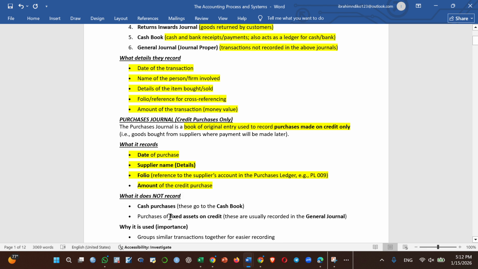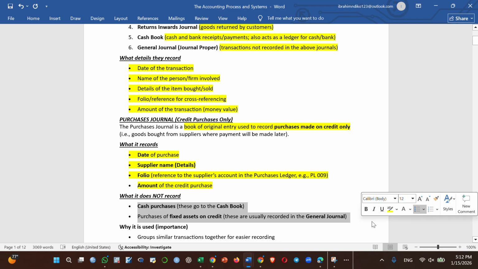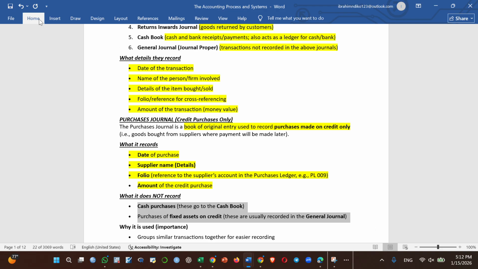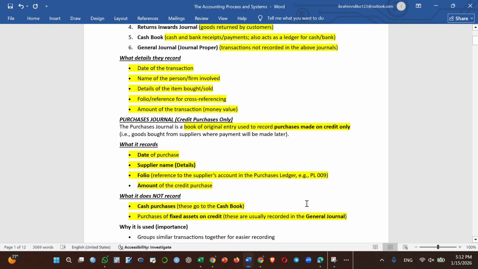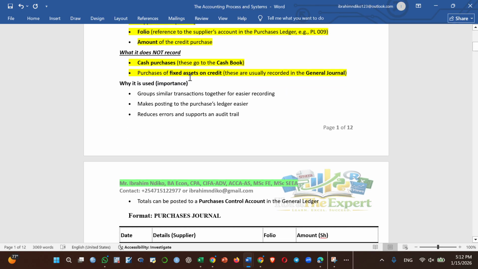Now let us see what it does not record. Number one, it does not record any cash purchases or purchases of fixed assets on credit. So those are the two items you need to note. It does not record the purchase of fixed assets which were made on credit, and it does not record any cash purchases that were made. Let us see the importance.